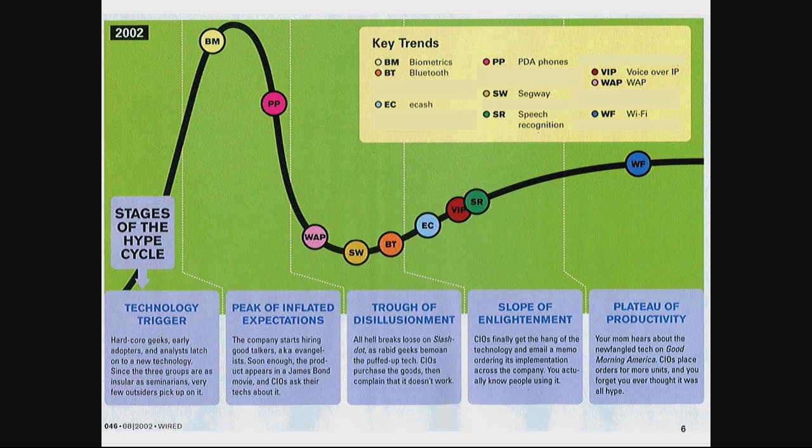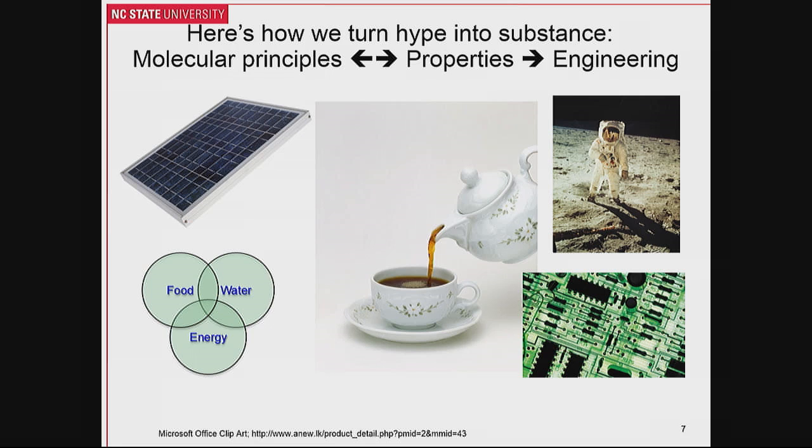So you can see where some of these were. At that point in 2002, biometrics were headed for a fall, in Wired's opinion. PDA phones, or smartphones, were on the downslope. There had been great enthusiasm, then there was a feeling, no, it's never going to amount to anything, where I felt it might come back up, and so on. You can see how these things develop. How we turn hype into substance is using these different analytical tools, but using properties to actually come up with the results that we want.